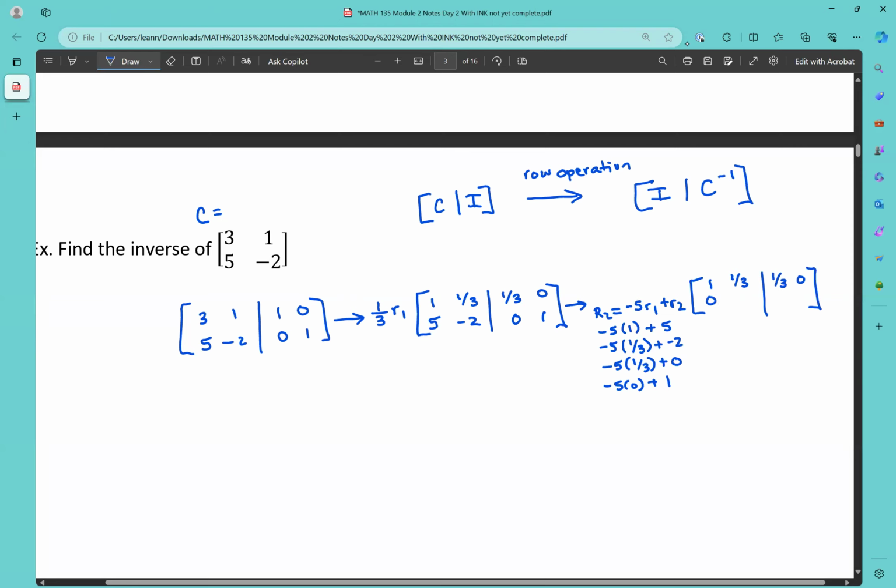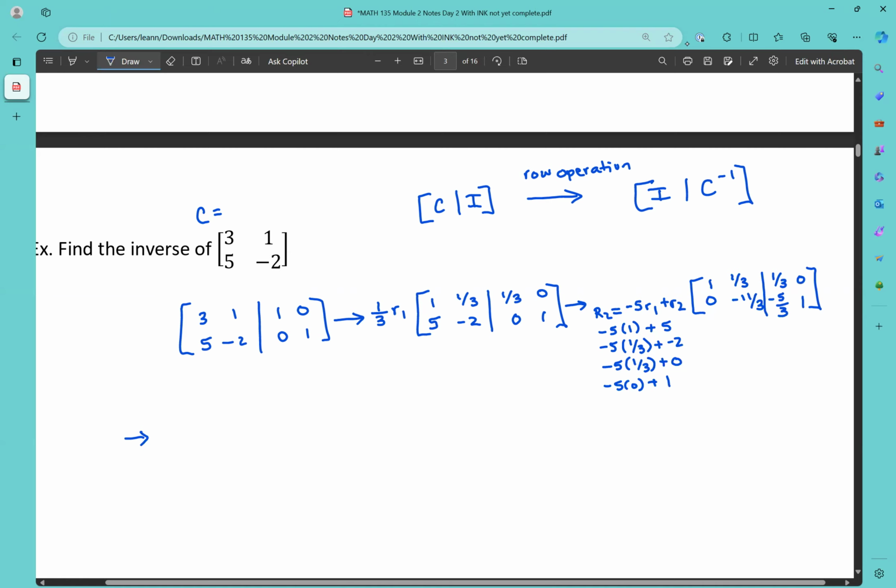This is -5/3 plus a -2. So you want to get your calculator out for that. I ended up with a -11/3 when I added those together on my calculator. -5/3 plus 0 would just be -5/3. And 0 plus 1 is just going to be 1. Okay, so we have got that first column to look like the identity matrix on the left side of our bar. Now we're going to move on, and we're going to work on getting a 1 where that -11/3 is.